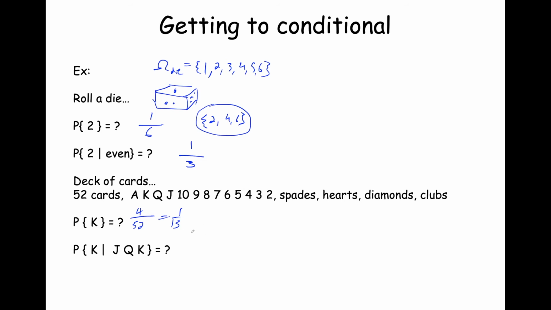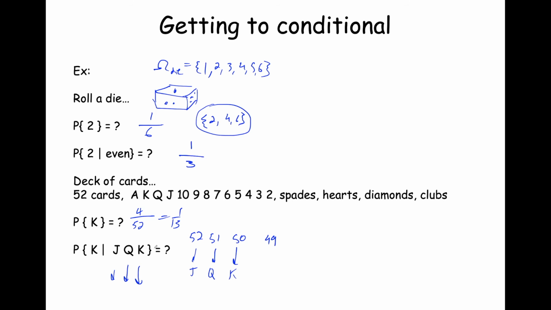Now, suppose you're sitting at a poker table or playing a card game, and you want to know what's the probability of a king, but you saw the dealer hand out a jack, a queen, and a king, right? And it doesn't matter what the suits are. We started out with 52 cards. We dealt out the jack, and so now you have 51 cards. You dealt out the queen. Now you have 50 cards, right? 52 minus 2 is 50. You deal out the king. Now you have 49 cards.